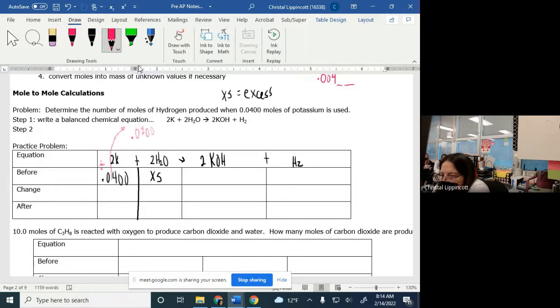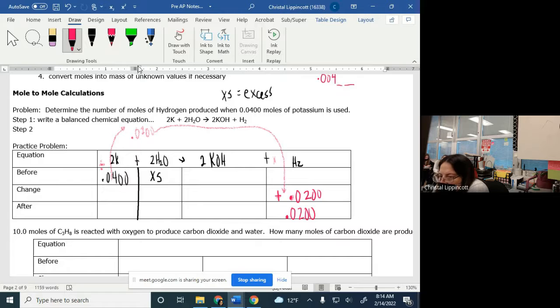Now, to find out how much hydrogen I need, I'm going to bring that down through the cloud. When I bring it down, now what do I do? I multiply. I'm going to multiply by that coefficient. This happens to be 1. So we need to add 0.0200 hydrogen. So that means that I should form all the hydrogen here if I use up all of that.